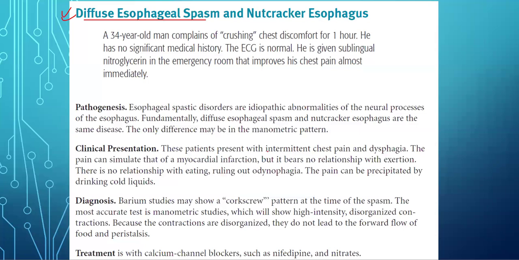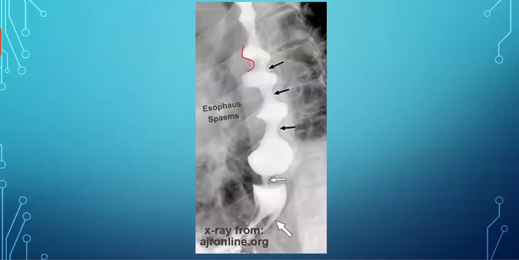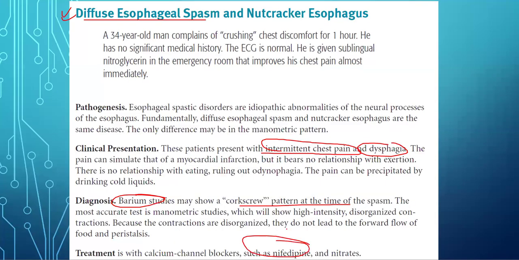And sometimes this patient also gets intermittent chest pain. So intermittent chest pain with dysphagia is suggestive of diffuse esophageal spasm. How to confirm it? The confirmation is by barium swallow, and you will get a corkscrew pattern. See, this is called the corkscrew pattern, which you get in this kind of esophageal spasm patient. How to treat this? You can give them a calcium channel blocker like nifedipine, or a nitrate.